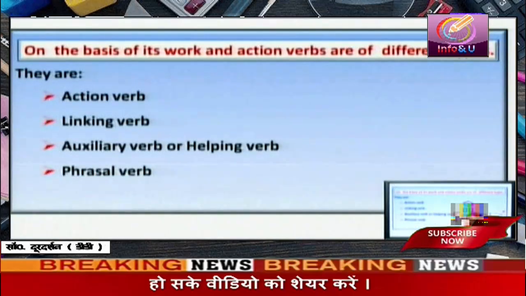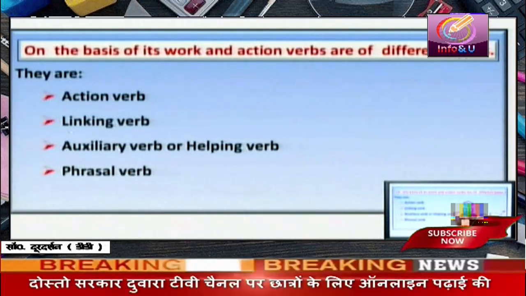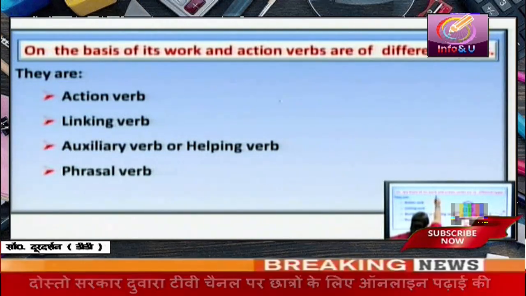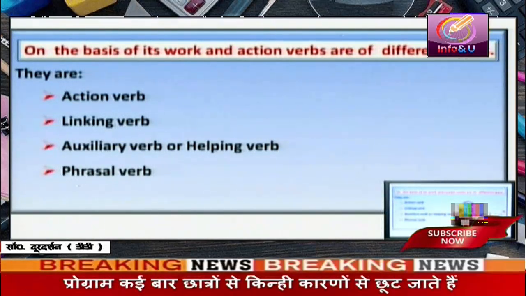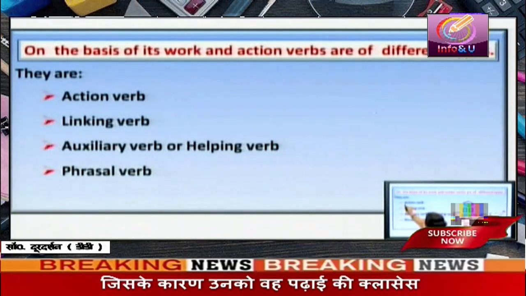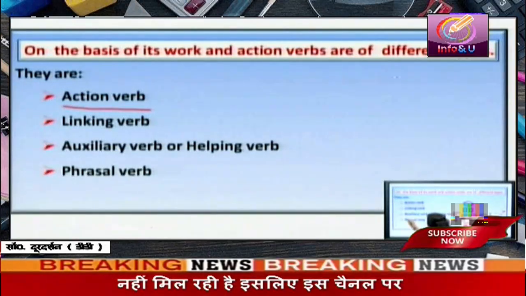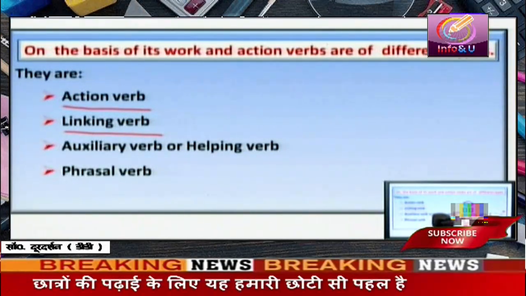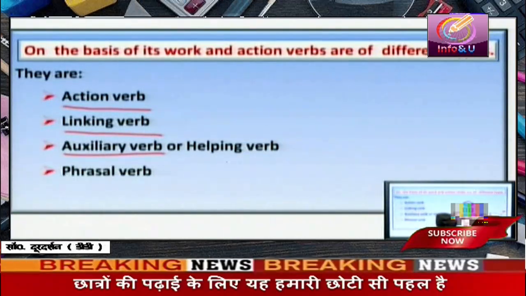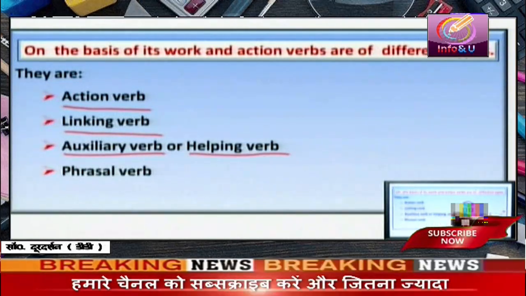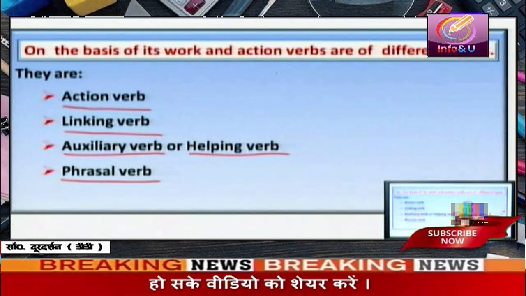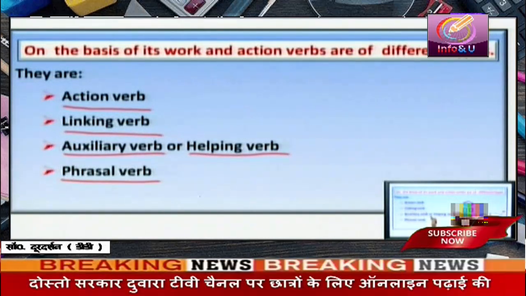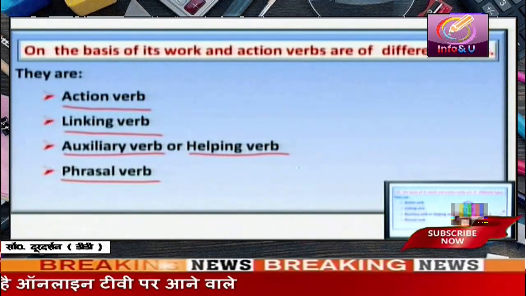Now we will discuss types of verbs. On the basis of its work and action, verbs are of different types. They are action verb, linking verb, auxiliary verb or helping verb, and phrasal verb. We will discuss one by one these types of verb.